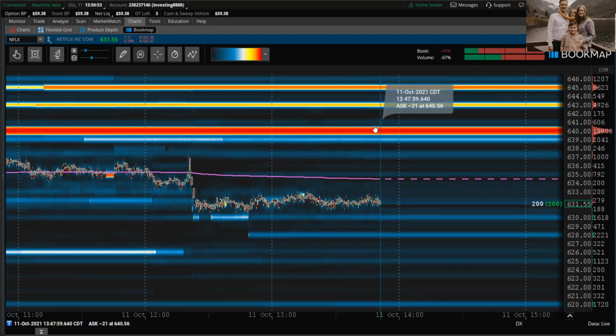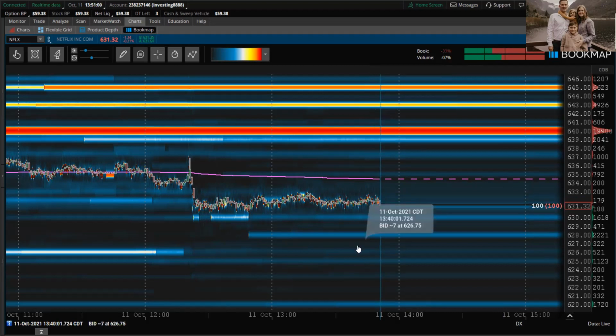So with that said, the probabilities are quite high, to say the least. And again, there's a lot of different ways that you can take advantage of it.